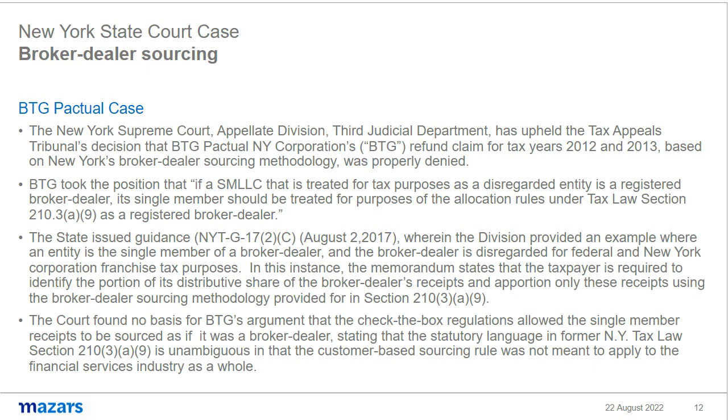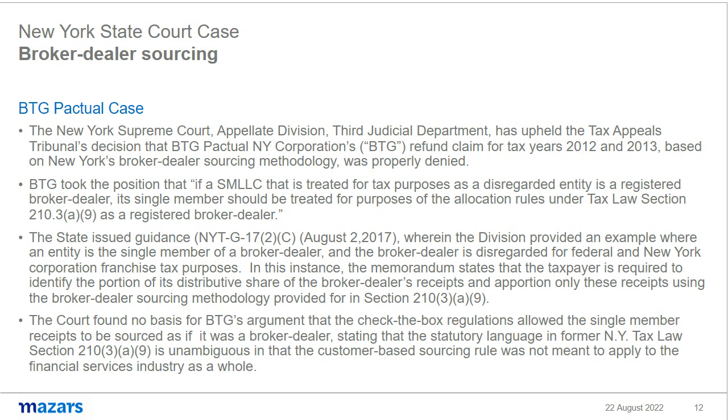Unfortunately, the court found no basis in BTG's argument that the check-the-box regs allowed the single member receipts to be sourced as if it was a broker-dealer. And effectively they said that it was unambiguous that customer-based sourcing was not meant to apply to the financial services industry as a whole, only the broker-dealers. So this is a case, I think, that was somewhat surprising on many fronts, but it is what it is.